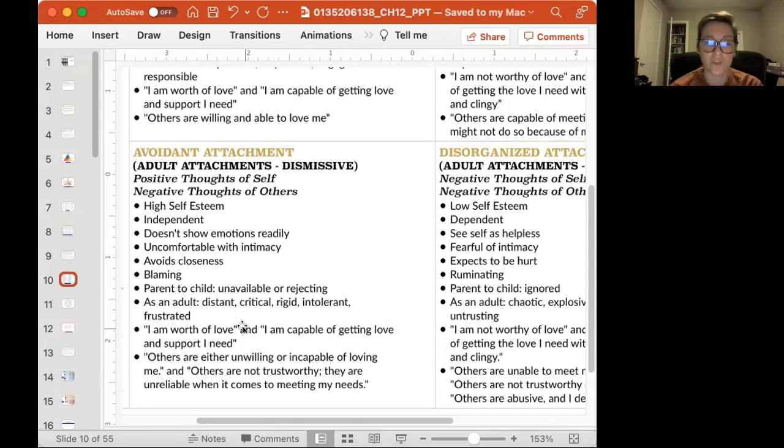So because they don't trust people to take care of them, I'm gonna take care of myself, right? So there's that avoidance because I've been hurt by people that were supposed to care about me before. And so I don't trust anyone to take care of me. I'll take care of me for myself, right?